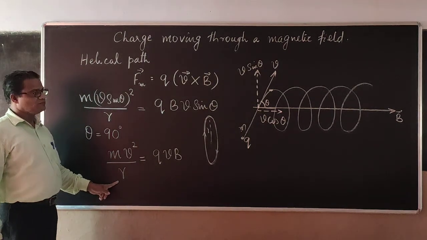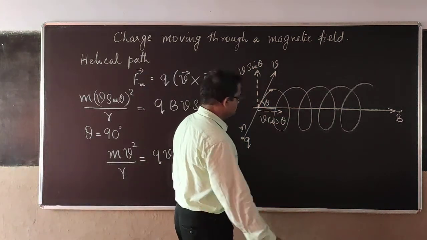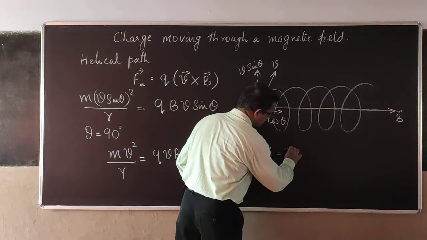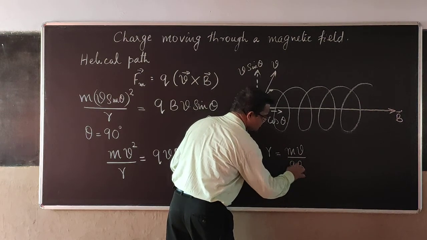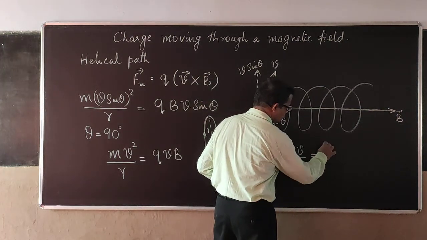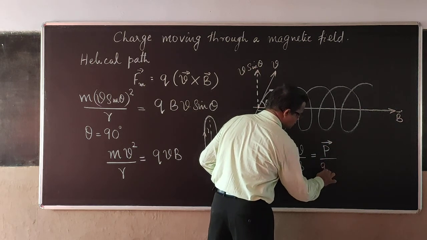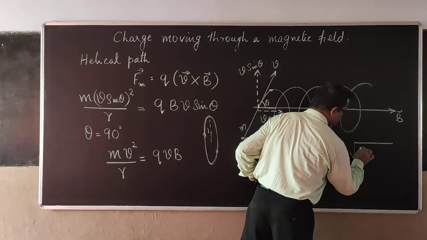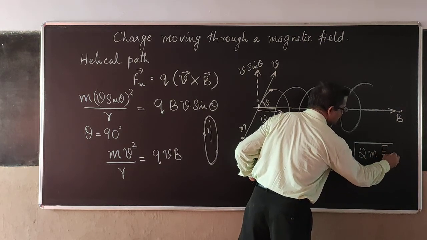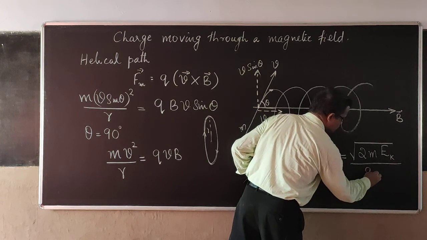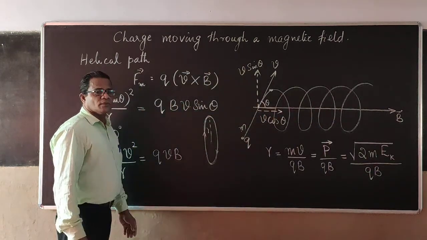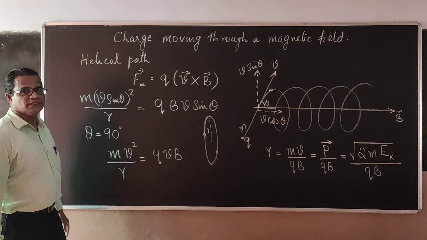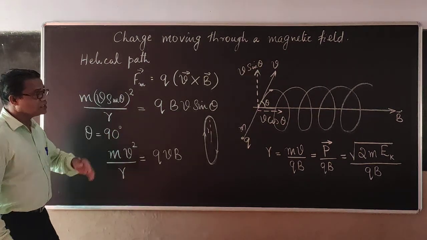Now that r we can find out from this one: the radius of the path r will be equal to m into v divided by q into B, or equal to momentum p divided by q into B, or else we can write this as root of 2 into m into kinetic energy divided by q into B. These are the three different ways in which you can represent the radius of the circular path followed by the charged particle when it enters perpendicularly into the field.